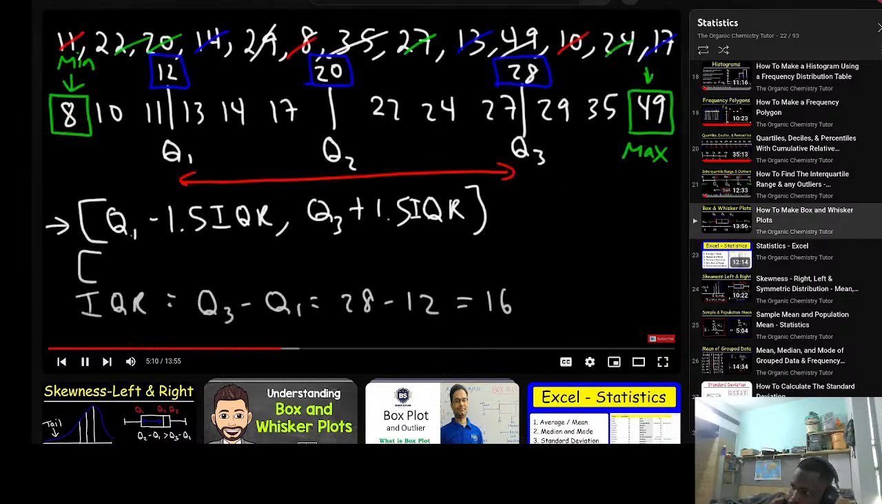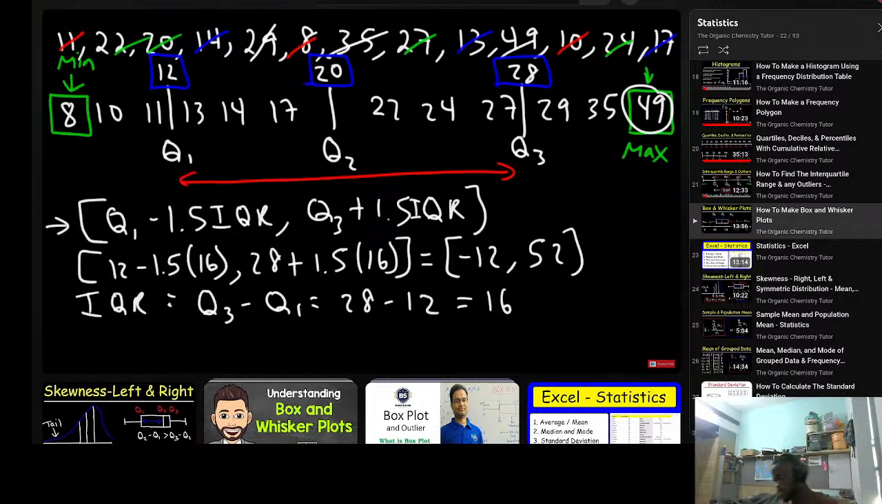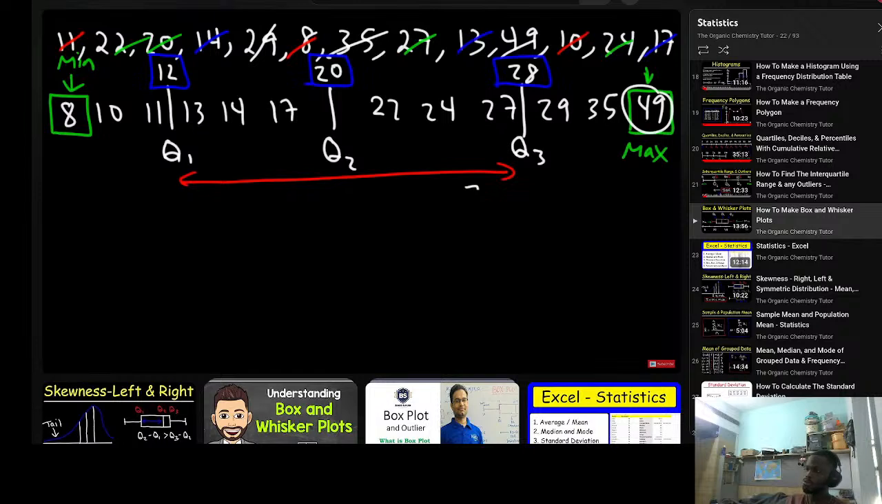It's going to be Q1, which is 12. My 1 is also between negative 12 and 52. So 49 is not an outlier. So now that we know we don't have any outliers, at this point we can draw the box plot, or the box and whisker plot.